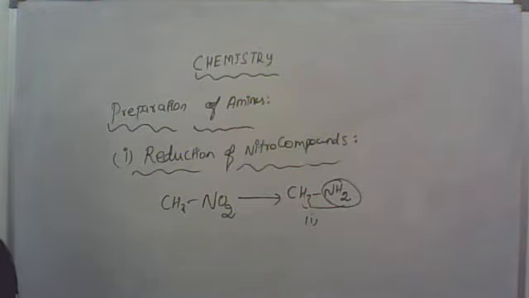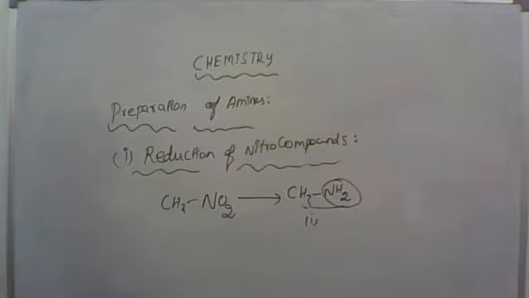Nitro compounds are reduced to amines by passing hydrogen gas in the presence of finely divided nickel, palladium or platinum, and also by reduction with metals in acid medium. Nitroalkanes can also be similarly reduced to the corresponding alkanes.